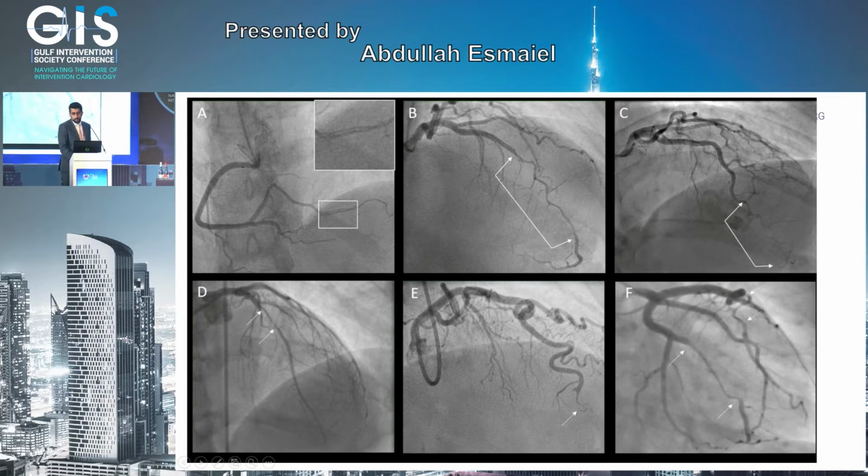And you can see here on the OM, you have normal caliber, diffuse narrowing, and then regain of normal caliber, which is type 2A SCAD. And the same thing here, you have normal caliber, diffuse narrowing, and then regain of normal caliber.